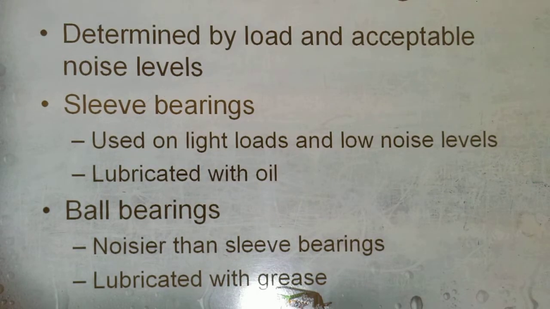Okay, let's talk about bearings. Types of bearings are determined by load and acceptable noise levels. Sleeve bearings are used on light loads and low noise levels, lubricated with oil. Ball bearings are noisier than sleeve bearings, lubricated with grease. So two basic types of bearings in the motors, ball bearings or sleeve bearings. One's lubricated with oil, the other one's lubricated with grease.